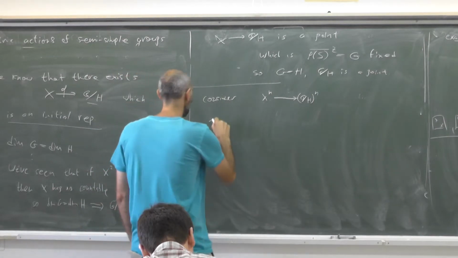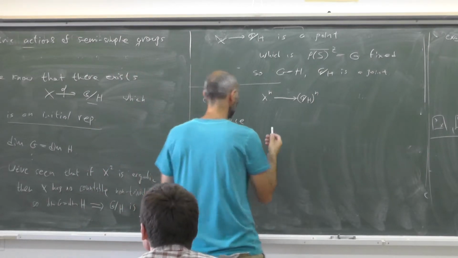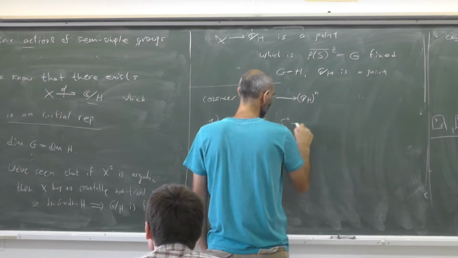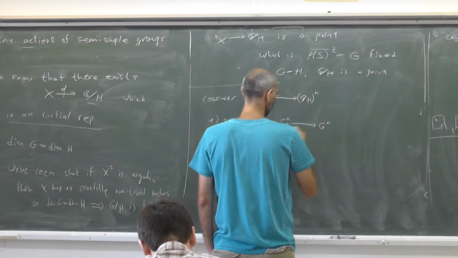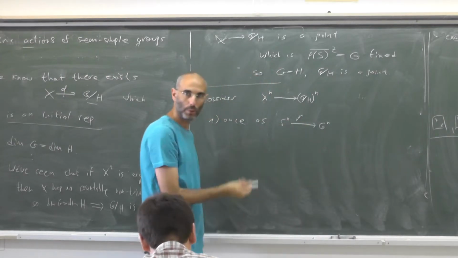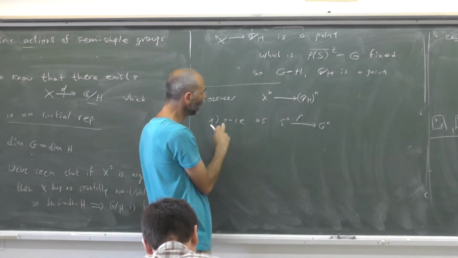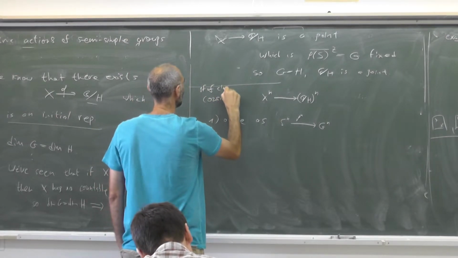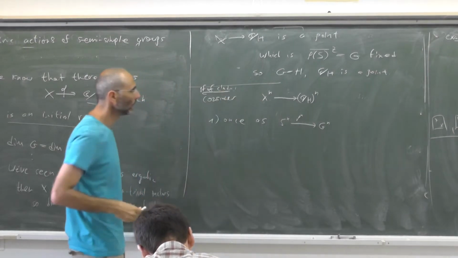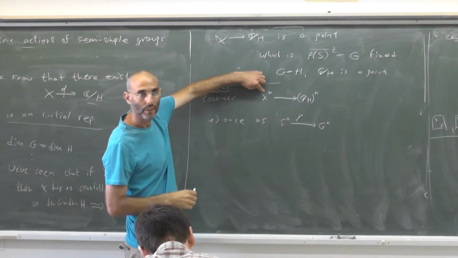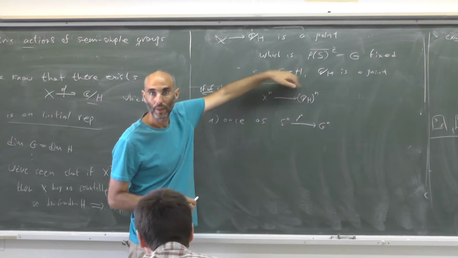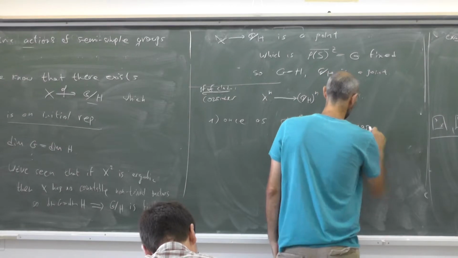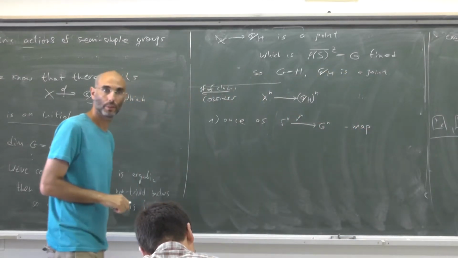Once I consider it as S to the n to G to the n, as a map from S to the n to G to the n. This is the proof of the claim. I have S to the n acting here, and G to the n acting here, and this is a covariant S to the n map.